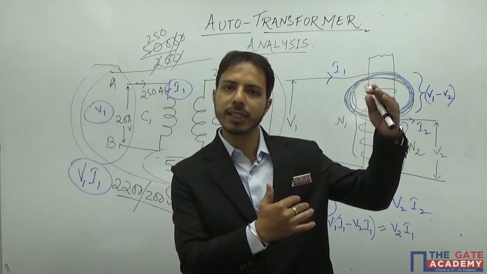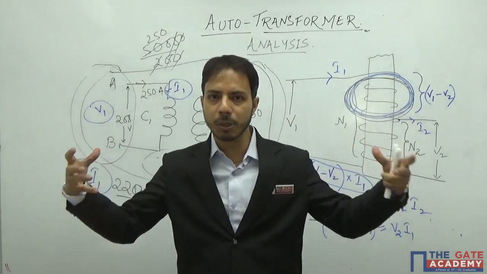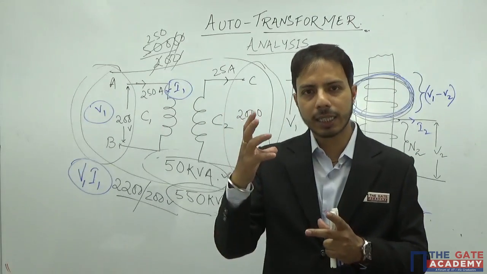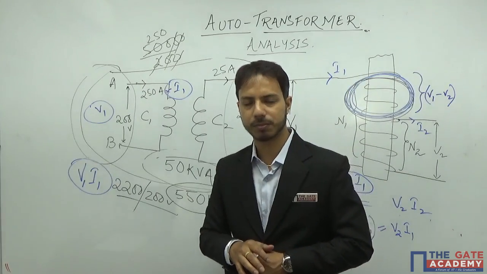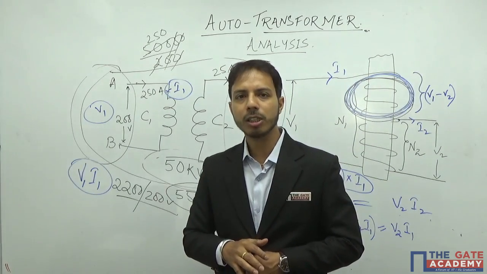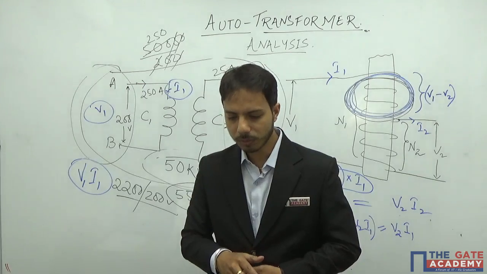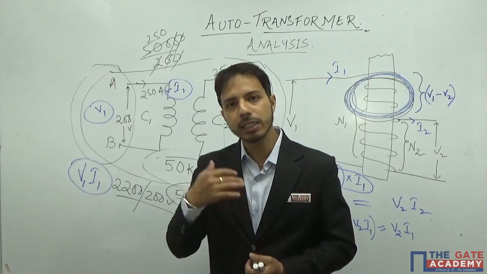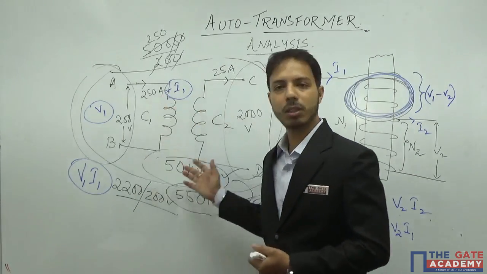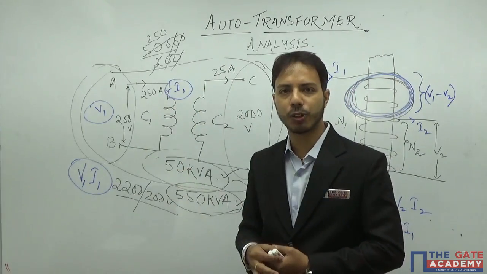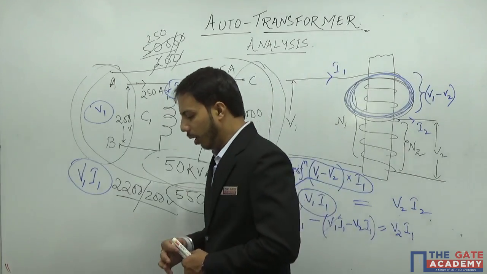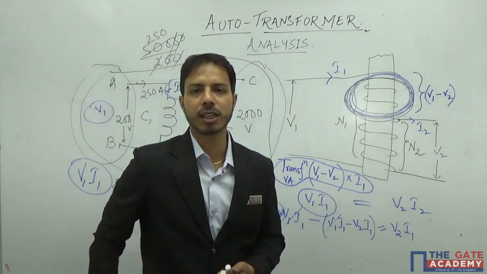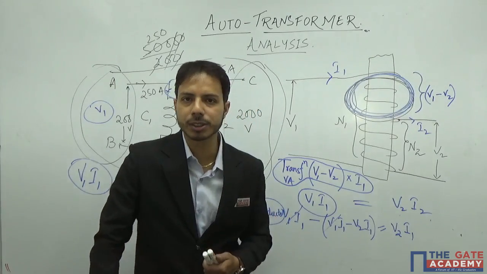The amount of voltage and current that I am getting at the input and output might change, but internally the current rating is not changed. So that is the reason the efficiency of an auto transformer increases for the same two-winding transformer. And we will also see a GATE question. Later we will see how GATE questions are asked in this particular topic.